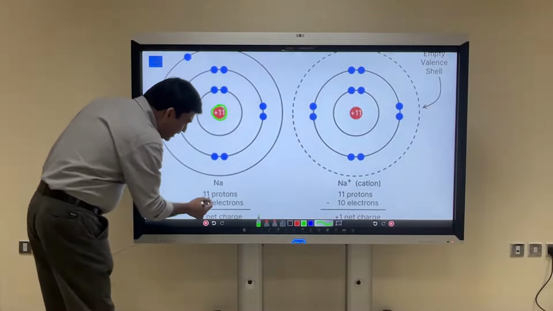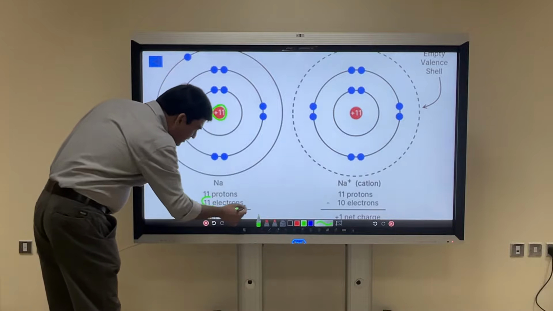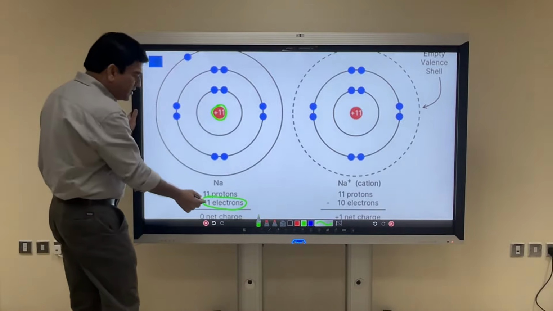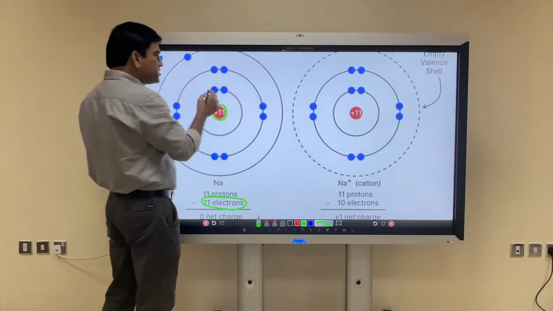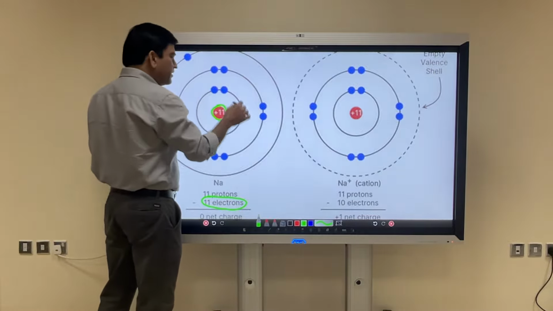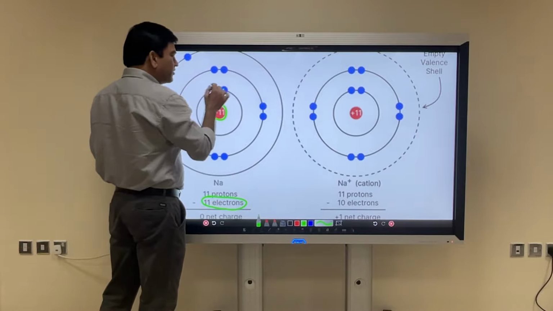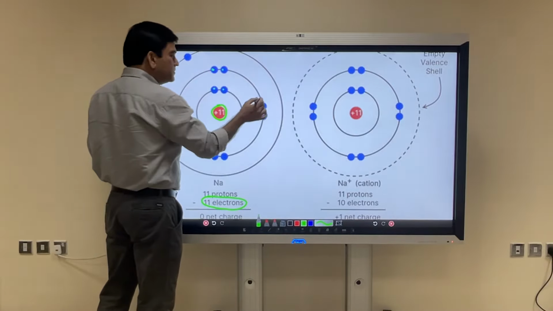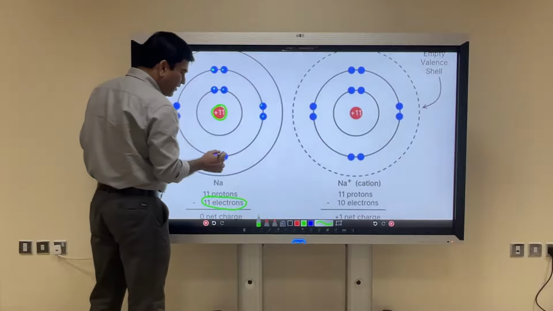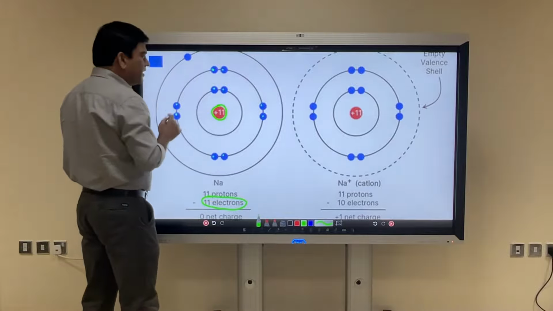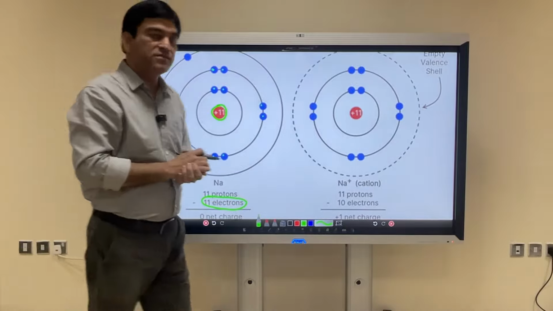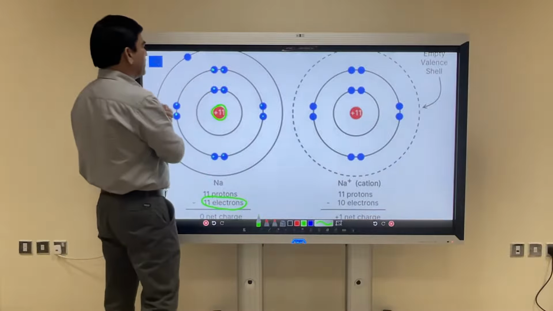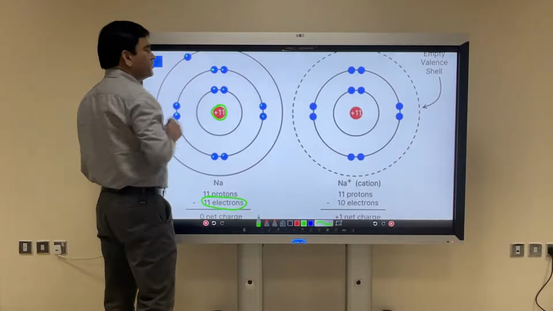It has 11 electrons also. Sodium has 11 electrons and the atomic number is 11, so it has 11 electrons. In the first shell, it has 2 electrons. In the second shell, it has 8 electrons. And in the third shell, it has 1 electron.